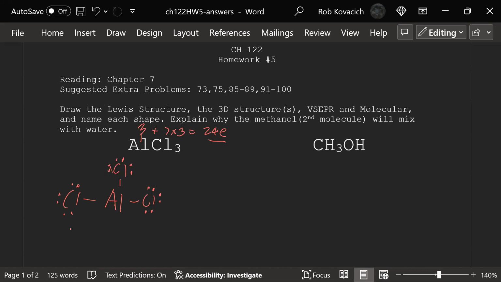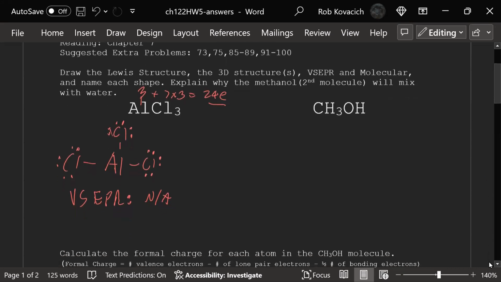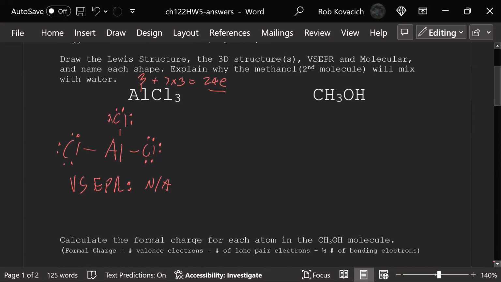So for this structure, there is no VSEPR structure. The reason there's no VSEPR structure is because there are no lone pairs of electrons on the central atom, right? And then the molecular shape is going to be trigonal planar because it's a central atom with 3 things around it. So it would form a triangle.